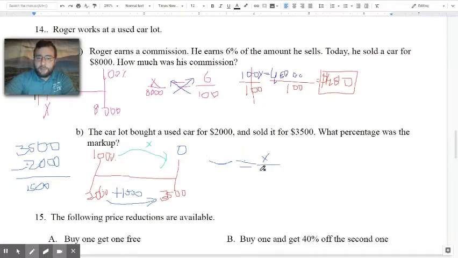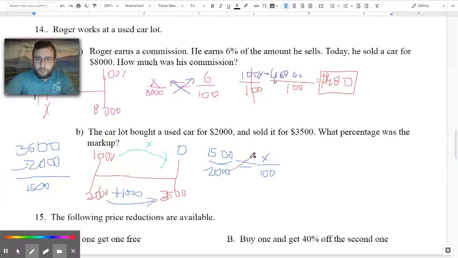So I put an X there first, divided by 100. I put my original in place, and that's the $2,000. Right, that's the one that's paired up with 100 on the diagram, 100%. And then I'm going to use the gap, not the 3,500, the 1,500, to solve the problem. All right, so then I do that, and my next step is going to be to cross multiply.